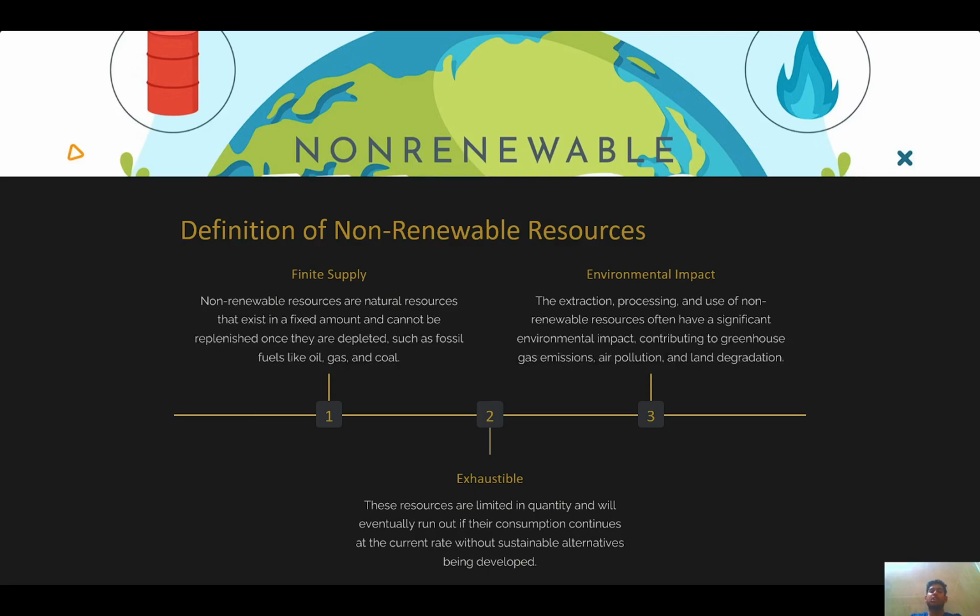Next one is environmental impact. The extraction, processing, and use of non-renewable resources often have a significant environmental impact, contributing to greenhouse gas emissions, air pollution, and land degradation. Exhaustible. These resources are limited in quantity and will eventually run out if their consumption continues at the current rate without sustainable alternatives being developed.